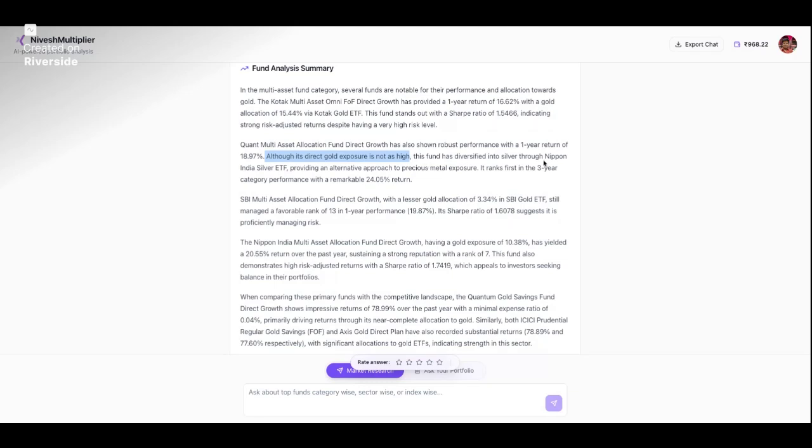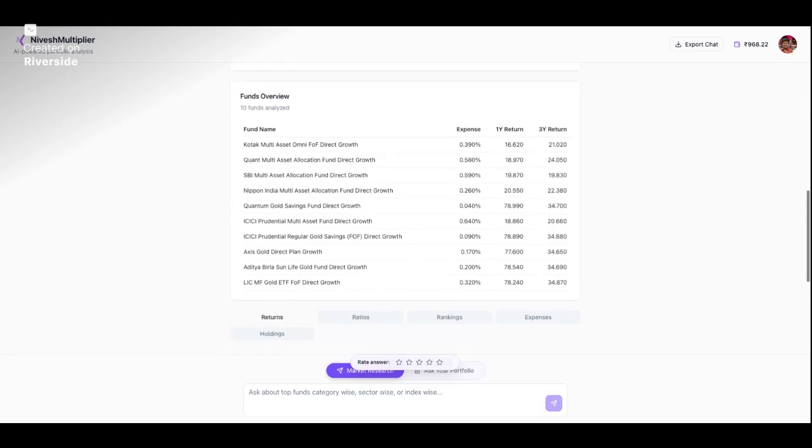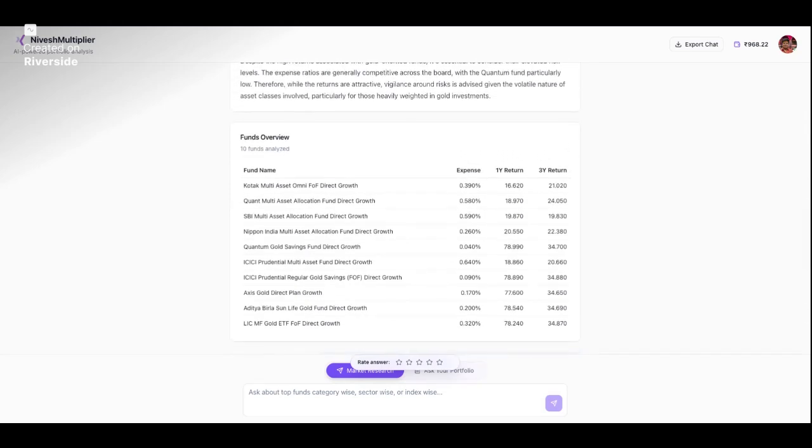And it also says that it invests into silver through Nippon India Silver ETF, which is a good insight for me, because I can see it is putting money into commodities and all. Then it tells about the SBI multi-asset fund. It has a gold allocation of 3.34. So if gold was the only criteria for me, I could see Kotak is putting more money. Then it is saying Nippon multi-asset fund has a gold exposure of 10.38%, and these are the returns, these are the Sharpe ratio.